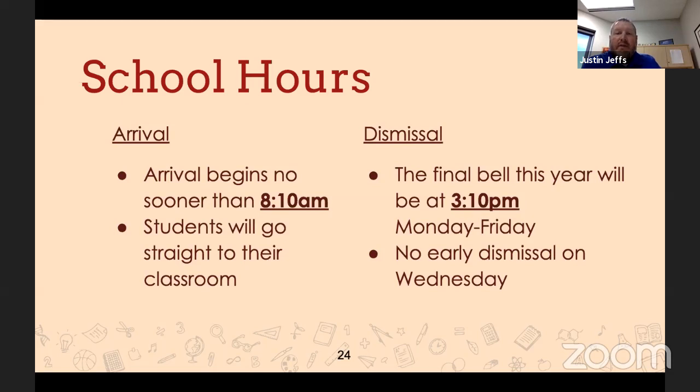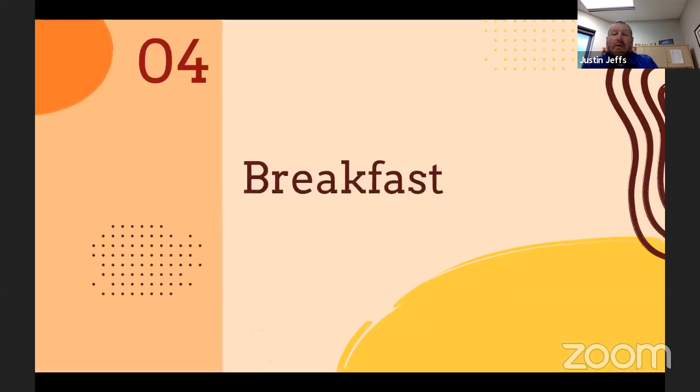Dismissal, the final bell this year will be at 3:10 p.m. So that's also a little bit different. And this is going to be Monday through Friday. So 8:10 school, we open the doors. At 3:10, we dismiss. In the past, we've dismissed at 3:30 on Monday, Tuesday, Thursday, Fridays, and we've had early dismissal on Wednesdays. That's not going to be how we're doing it. To start the year, we're going to be going every day from 8:10 to 3:10, and that includes Wednesdays. No early dismissal on Wednesdays, as mentioned. All right, breakfast.